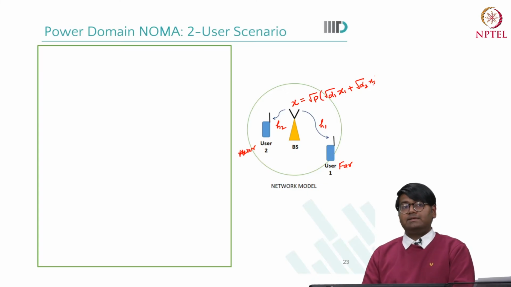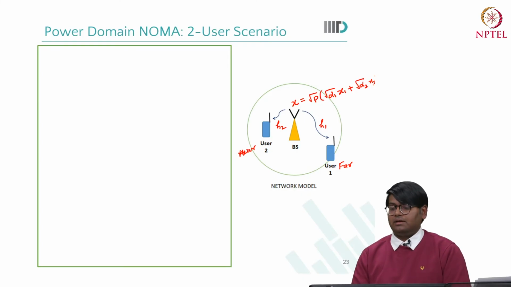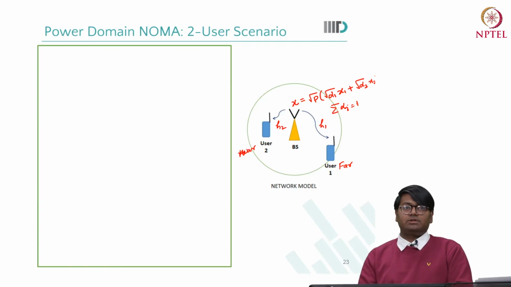Kindly note here, P is the transmit power of the base station, and alpha 1 and alpha 2 are the power allocation factors associated with user 1 and user 2 respectively. Now the basic property of the power allocation coefficients is simple: the summation of all the power coefficients alpha i should be 1. So here, the summation of alpha 1 and alpha 2 should be unity. It is not necessary that NOMA can be applied only for two users. The concept of NOMA can be extended for multiple users as well.